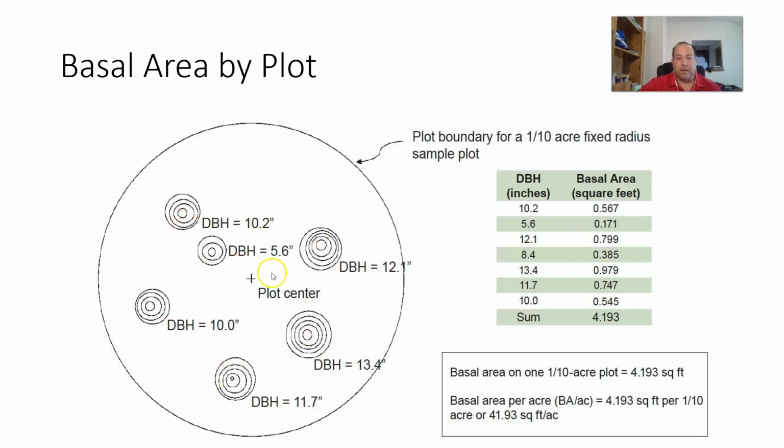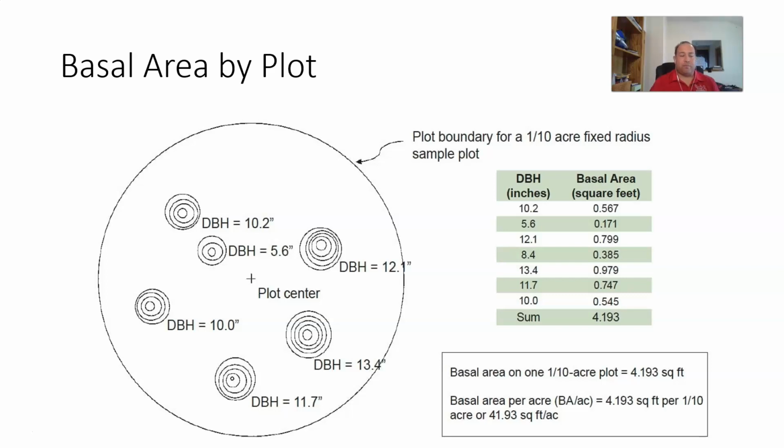So what we do is we go and measure the DBH of each of these trees, and we get each of those individual DBHs. We use our formula, okay, and that tells us we had 4.193 square feet if we sum it all up, but it's a 1/10 of an acre plot. So to get it on a per acre basis, we just multiply it by 10, and that would mean if this one plot was representative of the whole area, we'd have about 42 square feet per acre of basal area.